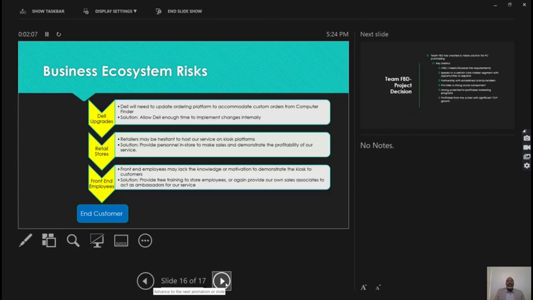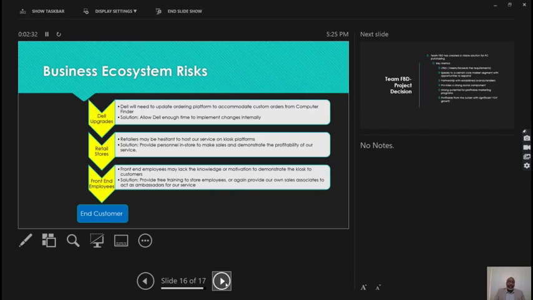Ecosystem risks. Obviously, there are going to be some challenges, but we've made accommodations to address those ecosystem risks. Dell will support our changes to their ordering platform to accommodate custom orders from Computer Finder, and we've allotted additional time to allow that to happen.